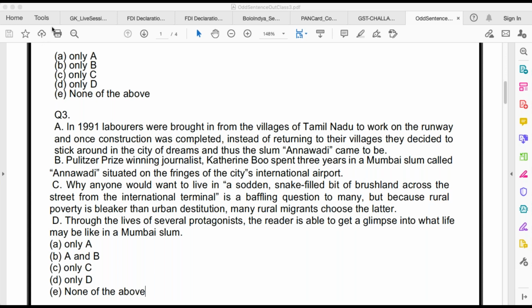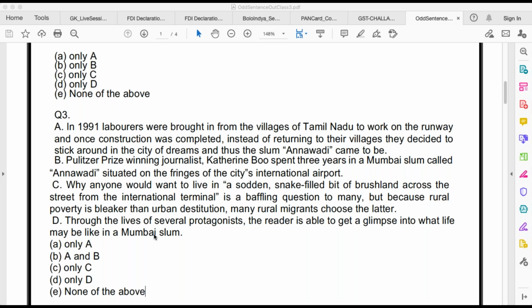My odd sentence out is option number D. Sentence number D. Catherine Boo decided to stay in Mumbai slum. Sentence number C questions it. Questions that why would anyone decide to stay in this place?